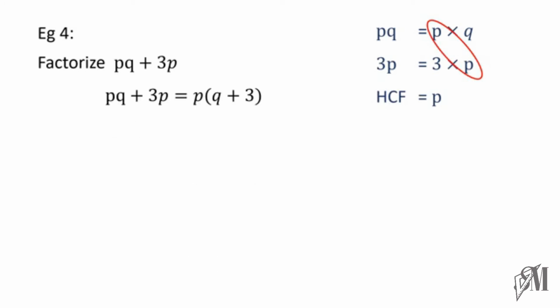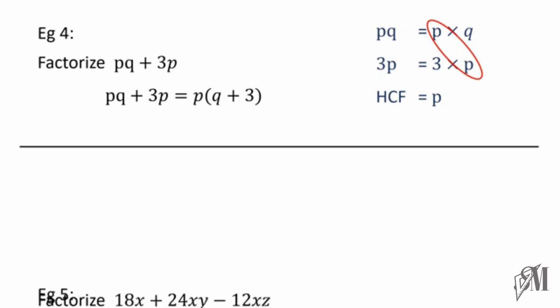PQ plus 3P. It's very clear. PQ can be written as P into Q. 3P can be written as 3P. So the HCF becomes P. So when you take P out of a bracket, within brackets you have to write Q and 3. And look at this example.